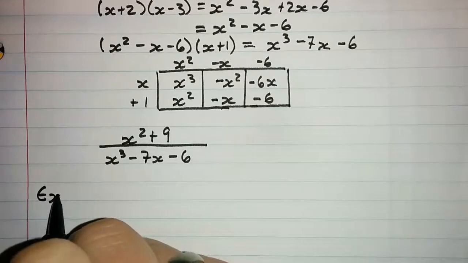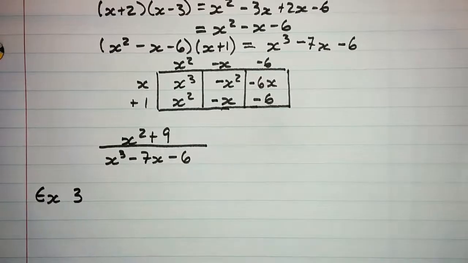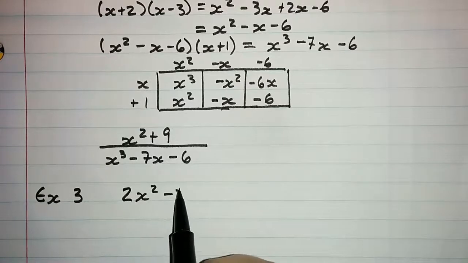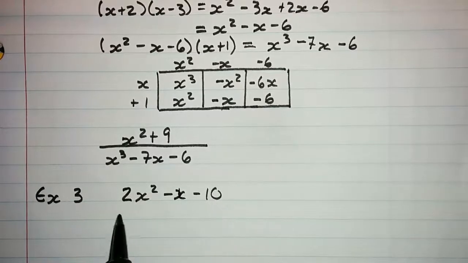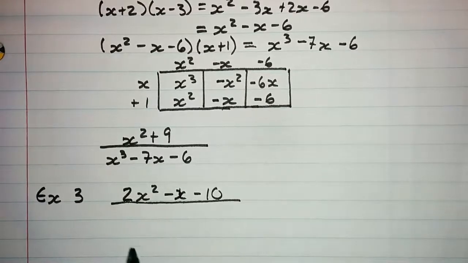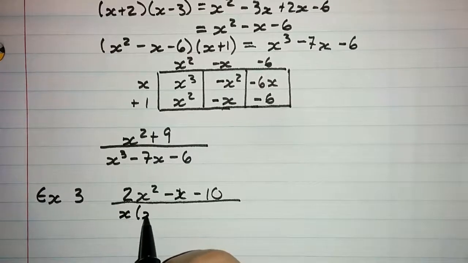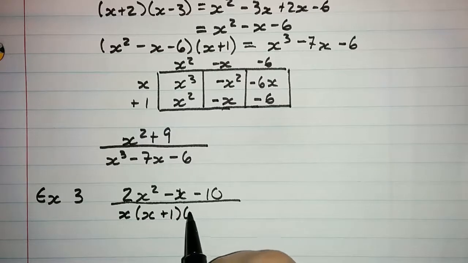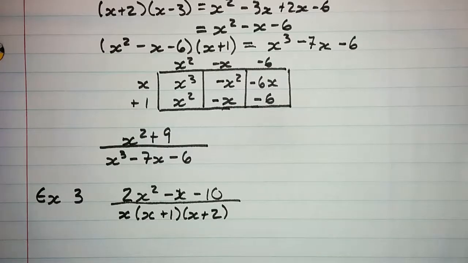All right, in example 3, we had (2x squared minus x minus 10) over x times (x + 1) times (x + 2). Simplify this answer if you can. Notice the first thing you should do is factor the numerator. Pause the video and try this now.